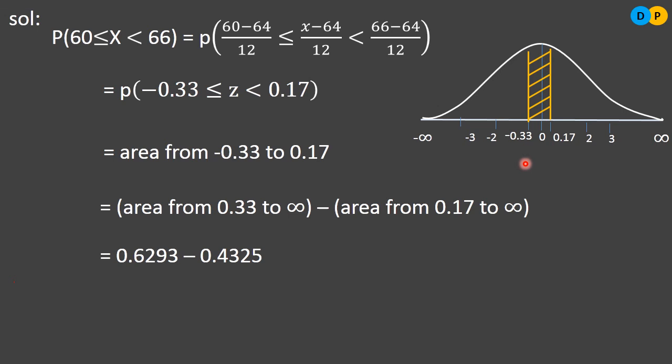So what is the area from minus 0.33 to infinity? That is 0.6293. And what is the area from 0.17 to infinity? This complete area is 0.4322. If you do the subtraction, you will get the value 0.1968. So 0.1968 is the area from minus 0.33 to 0.17. This is the answer for the second condition.